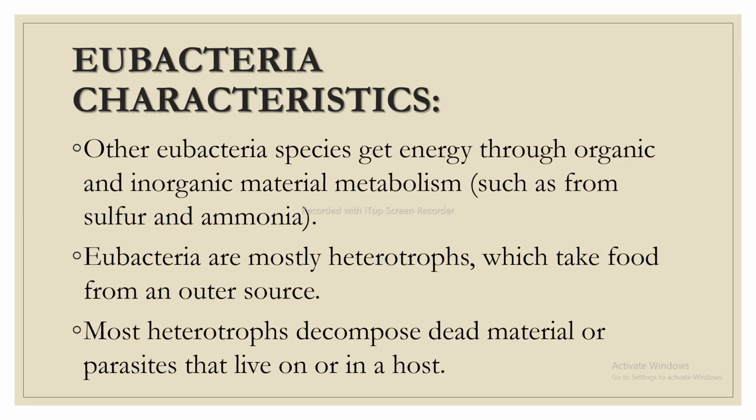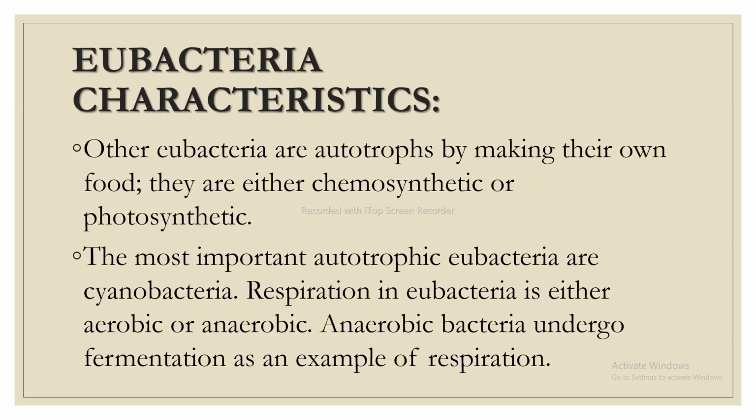Other eubacteria species get energy through organic and inorganic material metabolism, such as from sulfur and ammonia. So eubacteria are mostly heterotrophs, which take food from an outer source. Most heterotrophs decompose dead material or are parasites that live on or in a host. Other eubacteria are autotrophs, making their own food, and they are either chemosynthetic or photosynthetic. The most important autotrophic eubacteria are cyanobacteria.